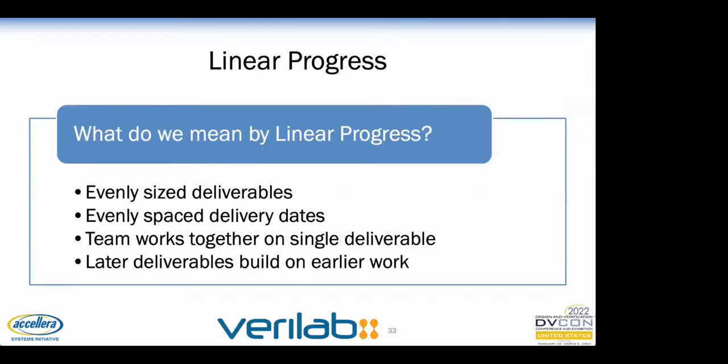After dividing things into deliverables, our second recommendation for reducing effort and increasing effectiveness is to organize the deliverables for linear progress. So what do we mean by linear progress? The deliverables should all contain roughly the same amount of work. We don't want to end up with 10 deliverables that take a week and then 2 that take 6 months. We want to be delivering something on a regular and predictable basis.